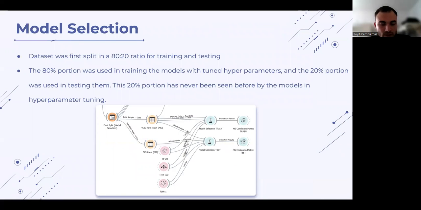We split our data set 80% to 20%. 80% is for training and 20% for testing. The train data set was used in training the models with tuned hyperparameters, and the testing portion was used in testing. This 20% portion has never been seen before by the models in hyperparameter tuning. Next, please.